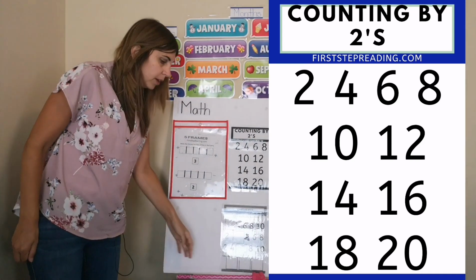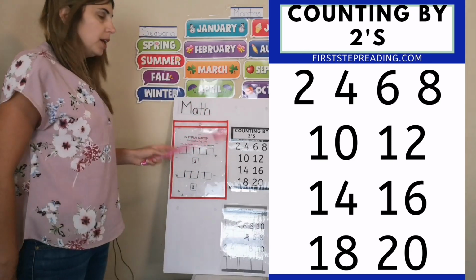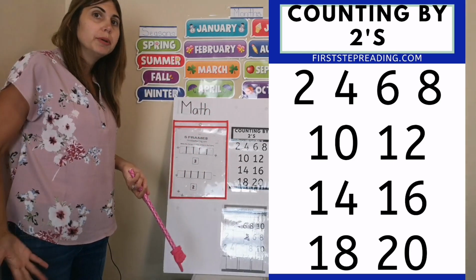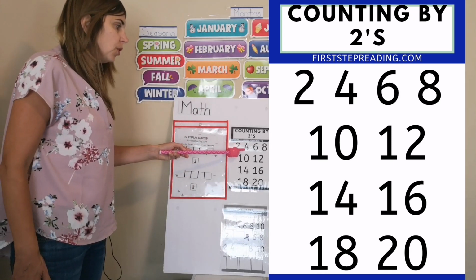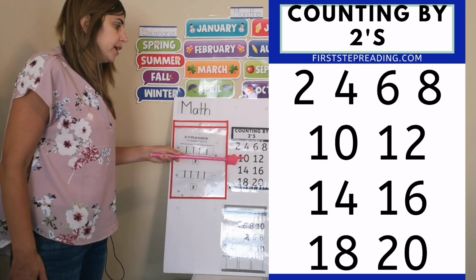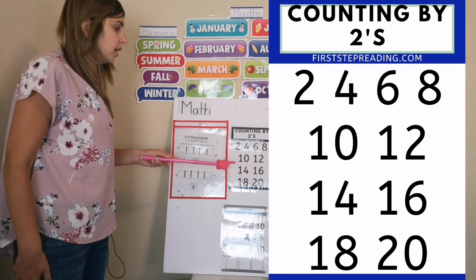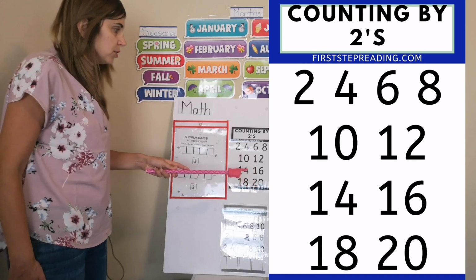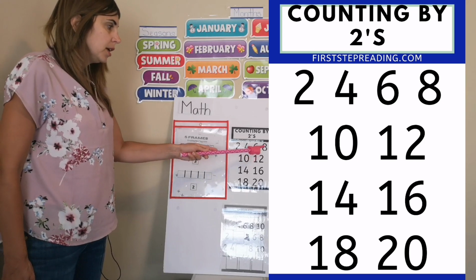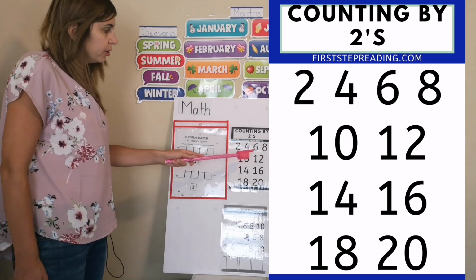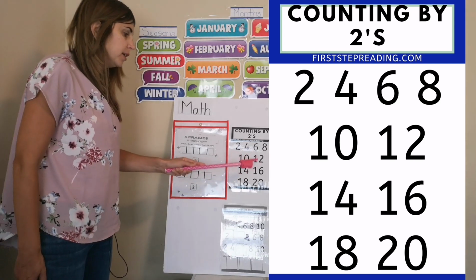So for math, we're going to start with our skip counting by 2s. It takes a lot of practice, but the more we do it, the better you'll get. So let's do it together. 2, 4, 6, 8, 10, 12, 14, 16, 18, 20. Let's do it one more time. 2, 4, 6, 8, 10, 12, 14, 16, 18, 20.